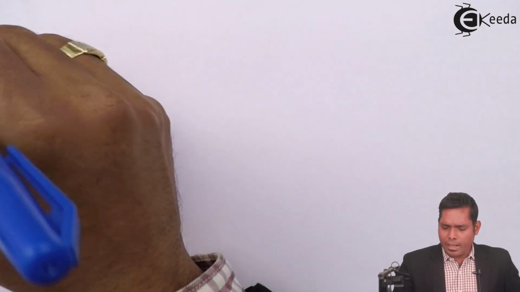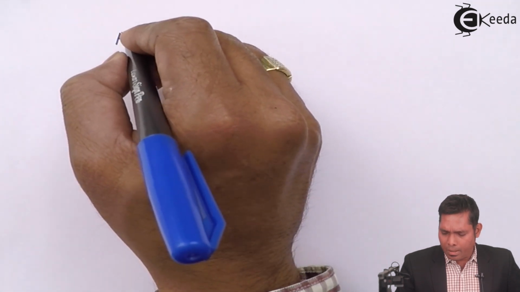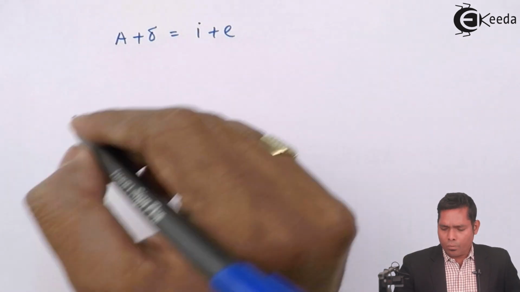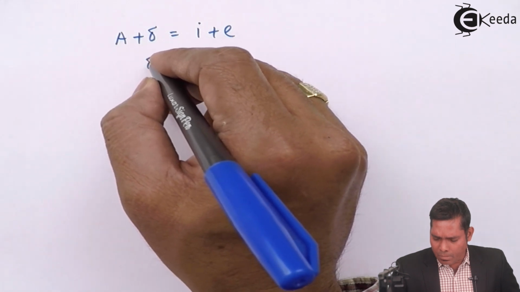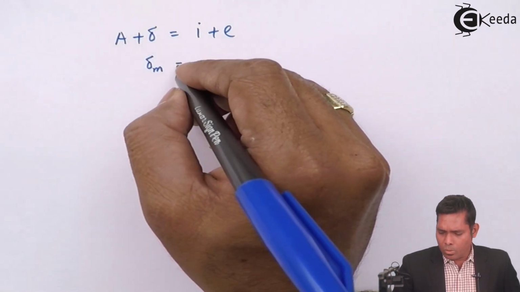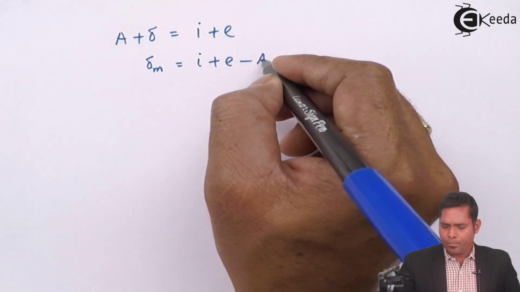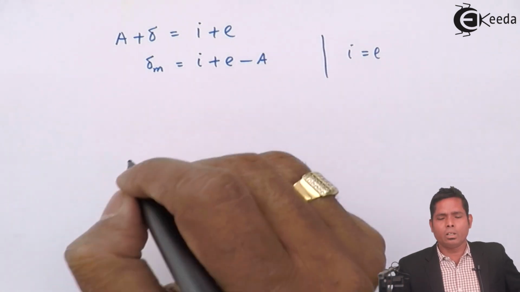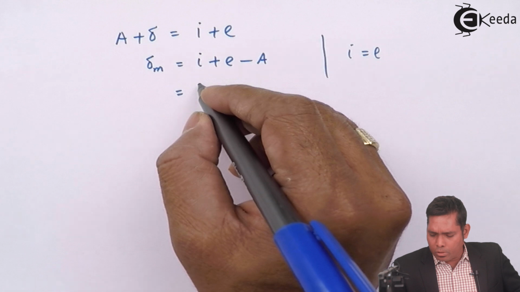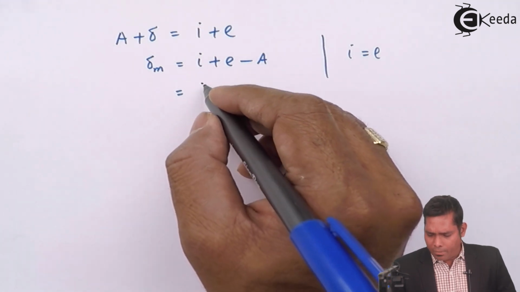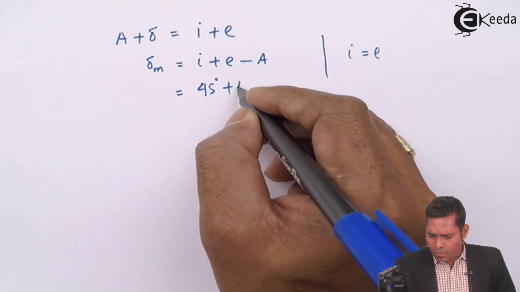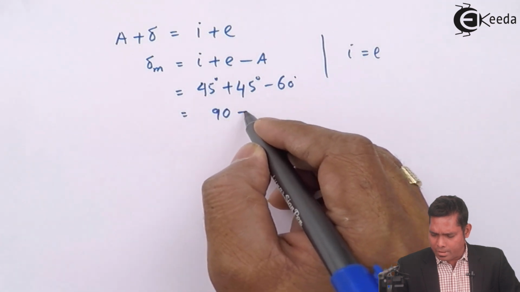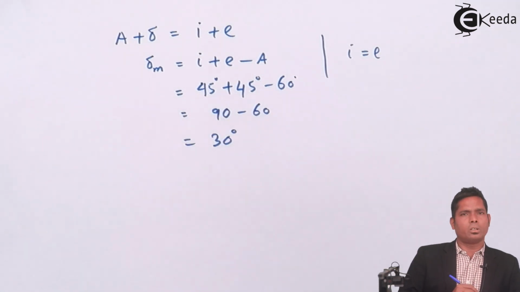So for that we know that A plus delta equals I plus E. So from here, when delta is minimum, delta M equals I plus E minus A. But in this situation, I and E are same. I will just substitute the values to get the value of delta M. If I put I equals 45, E is also 45, A is 60. So from here it is 90 minus 60, so it is 30 degree.